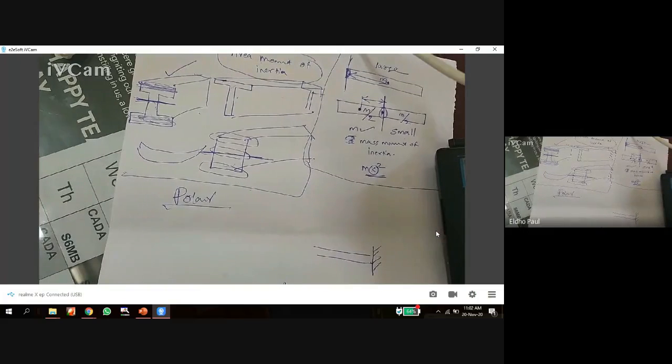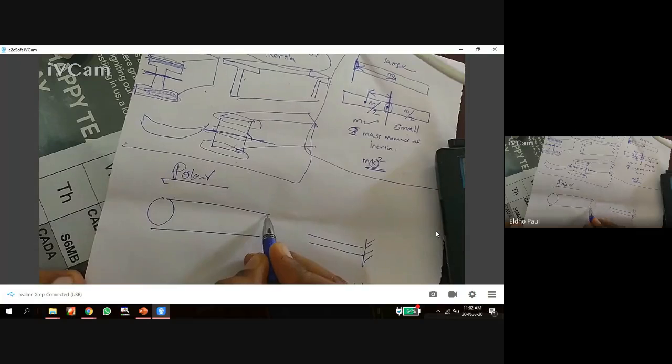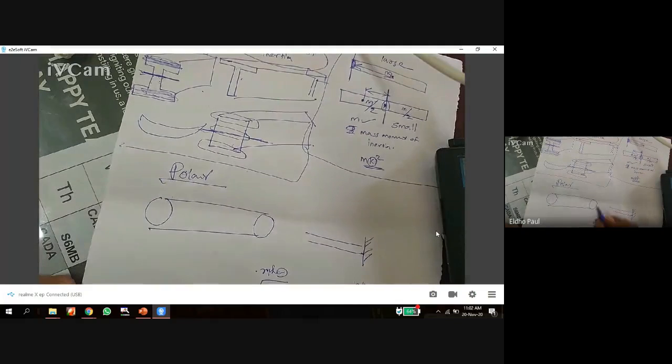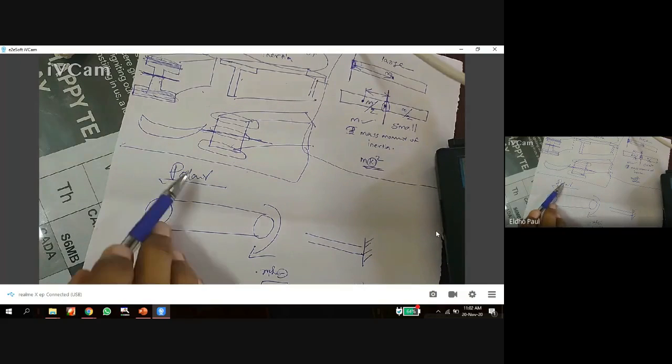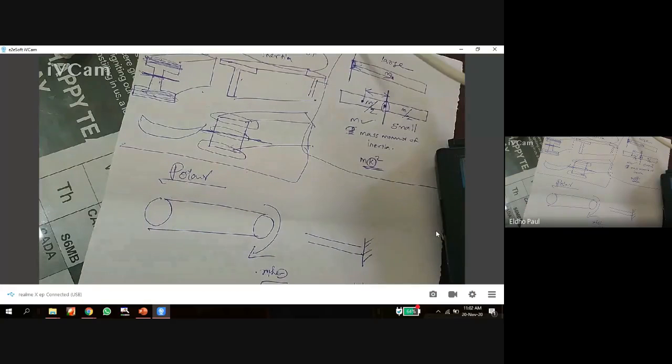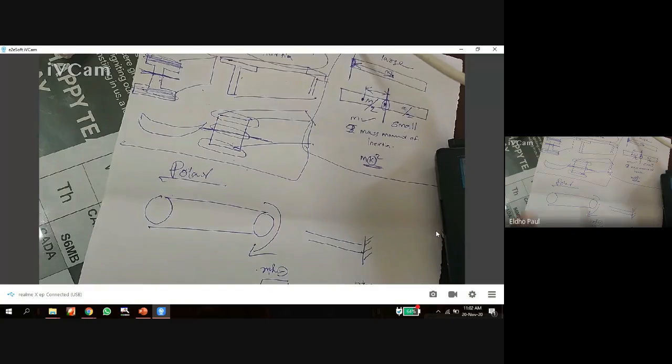Polar moment of inertia is nothing but the resistance offered by a structure or member against torsion. Sorry, it's not rotation, against torsion. A member with a higher value of polar moment of inertia offers more resistance against torsion. So we have to select a cross section of the member such that the polar moment of inertia is very high. So that is the third moment of inertia, polar moment of inertia.